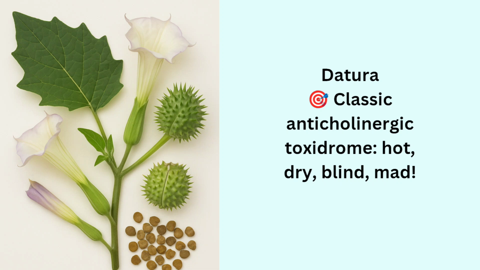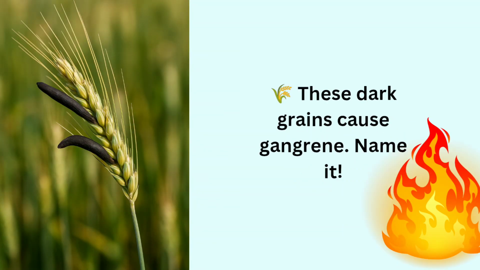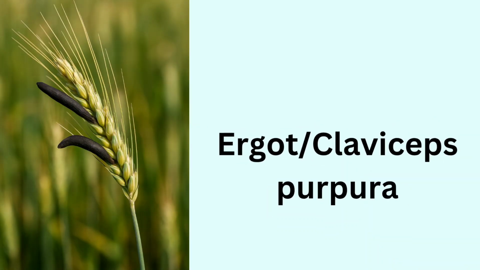Never make a mistake with this simple question, because they'll ask you to identify it, or give the clinical features and ask the diagnosis or the antidote. These are the most common questions with respect to Datura. The next one: what is this plant? This is also referred to as Anthony's fire. It is Claviceps purpurea, or ergot.